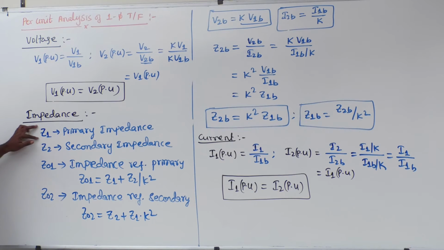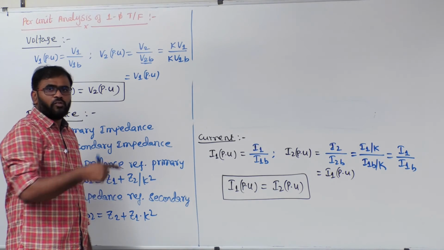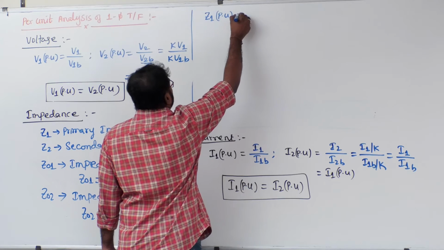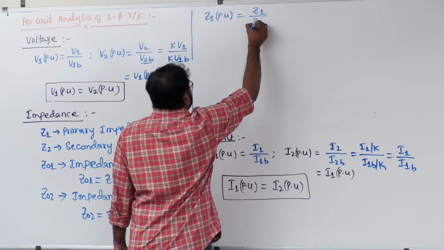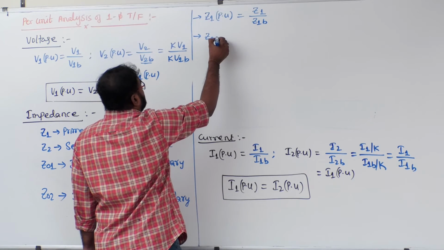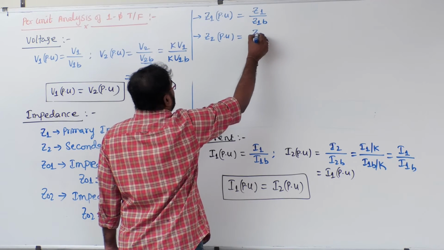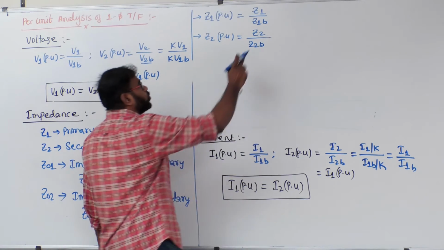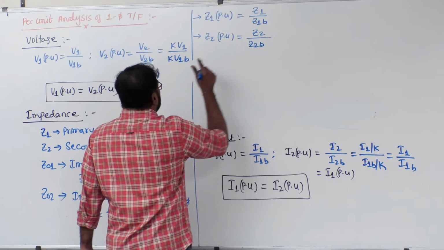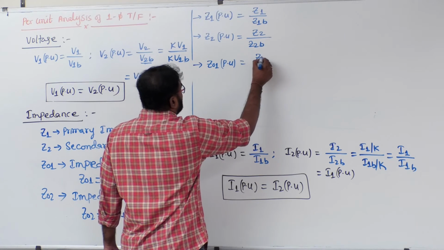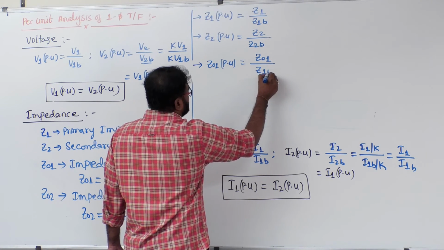So similarly we can define Z1 per unit, Z2 per unit, Z01 per unit and Z02 per unit. Now we will see what is Z1 per unit. Z1 per unit means the primary impedance by Z1 base. Simple. Now, what is Z2 per unit? Z2 by Z2 base is Z2 per unit. Now, what is Z01 per unit? Z01 actual by Z1 base.